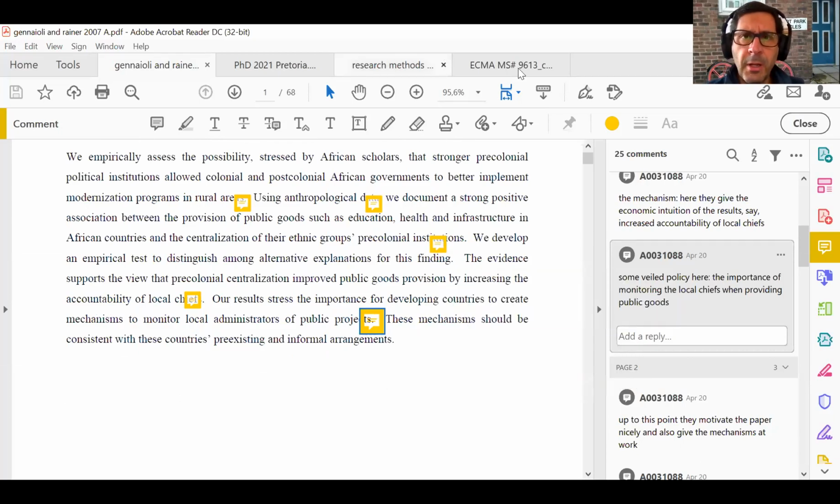Let me stop sharing for a little bit to see if there are questions, comments, suggestions, complaints, grievances. All clear? All clear? Okay, if it's all clear, let's move on.